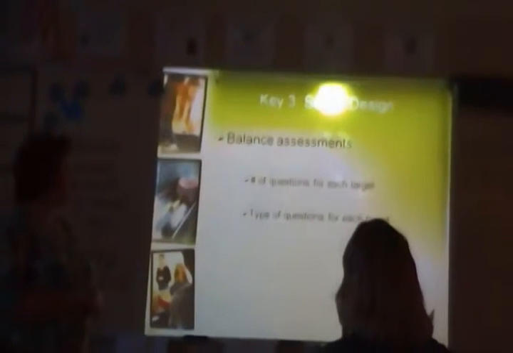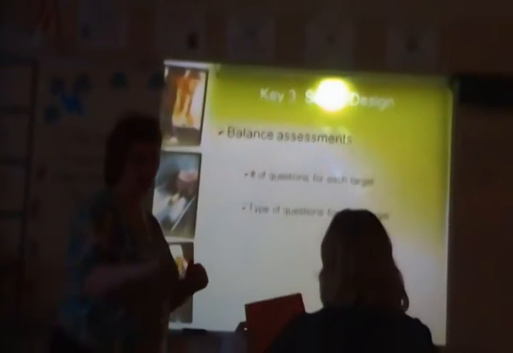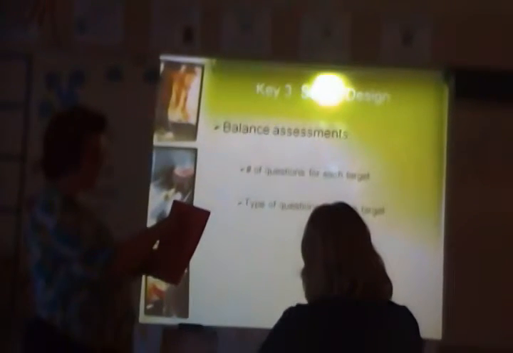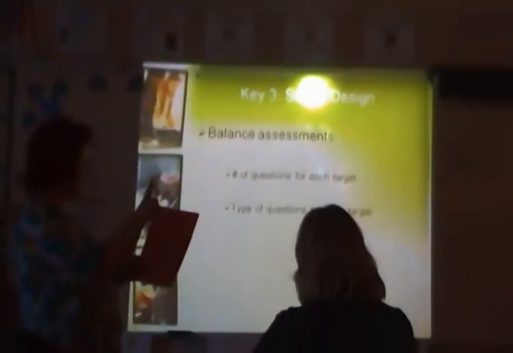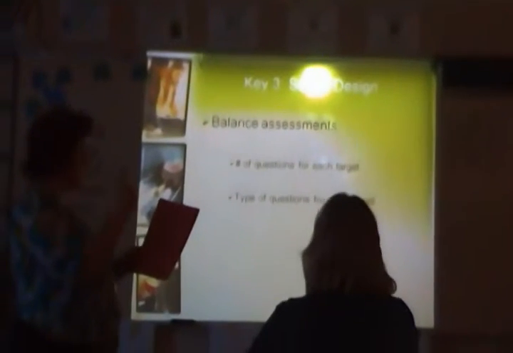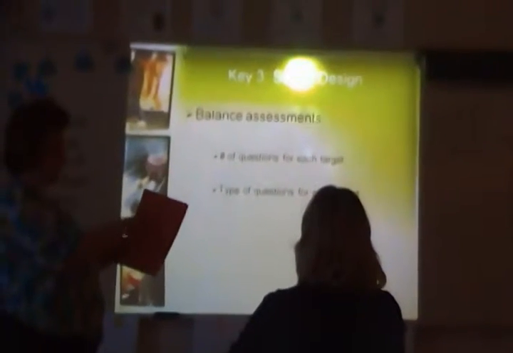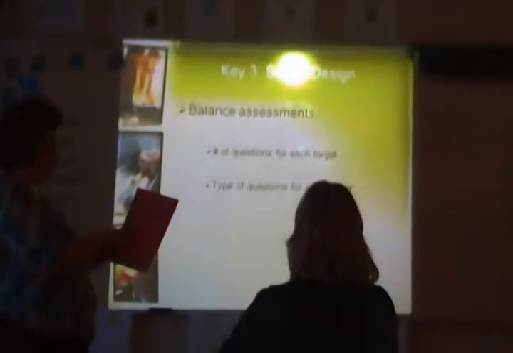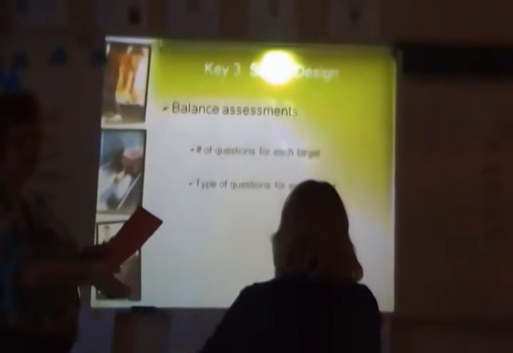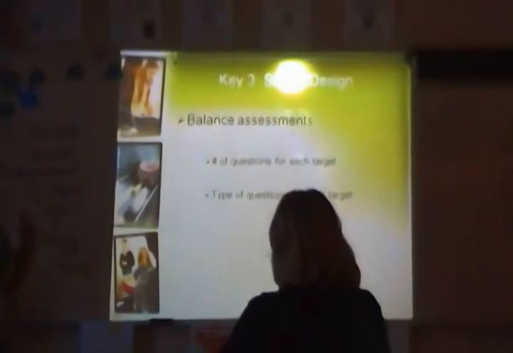Key number 3 is sound design, balancing our assessment. We have the assessment map for creating our assessments. Just knowing these are the targets that are going to be on my assessment. These are the questions on the assessment that go with those targets, and then these are the type of questions so that I can make sure they're balanced. So I had 3 targets. One target got 5 multiple choice questions. The other one got 5 multiple choice questions. The third one was a big one, and I gave it an open response question. So that was a little more balanced than if I had 9 questions for one target and 1 for the other.